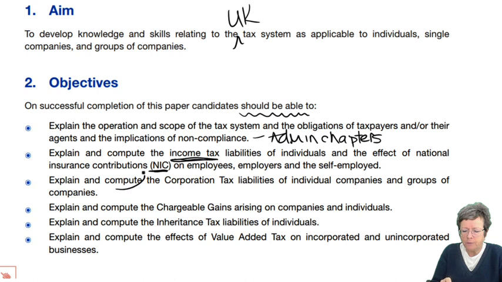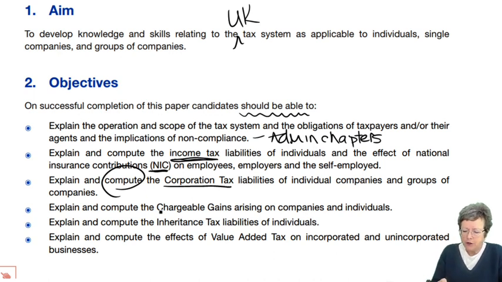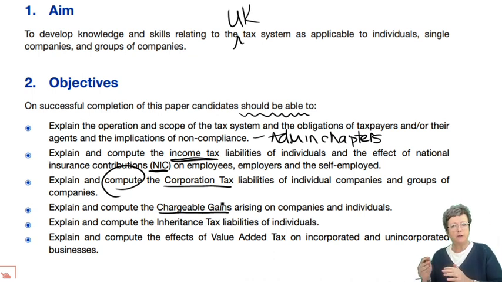Explain and compute. Compute means to work out. Corporation tax liabilities for individual companies and groups. That's your third tax. Chargeable gains for companies and individuals. Some of the rules are very similar. Some of them are slightly different. And we'll go through each chapter. As I say, that's why it's important that you go through the chapters in the order in which they are in the manual. Because if you start moving around and doing them in different orders, then information that's earlier in the manuals may affect the way that later chapters are dealt with.